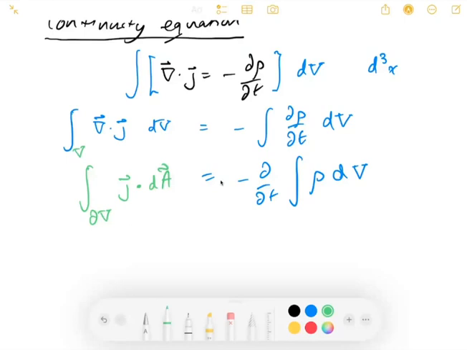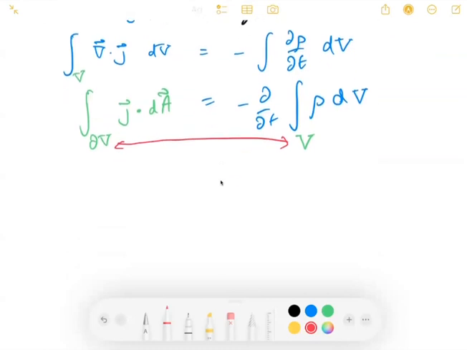So we're not at freedom or liberty to say that the volume on the right-hand side is disconnected from the surface on the left-hand side. So this is still the integral over the volume, and this is the integral over the edge of that volume. Okay, now let's talk about what that does.